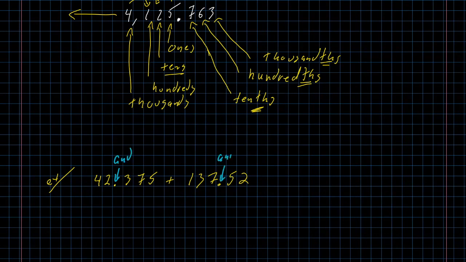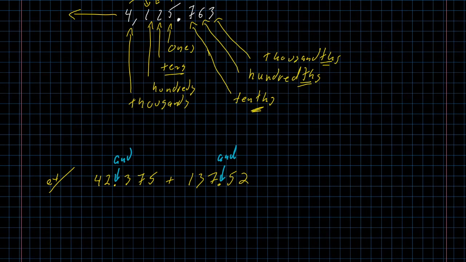The word "and" in the English language in mathematics almost always refers to a decimal point, or another way of combining a whole part and a fractional part of a number. We'll also see that in mixed numbers a little bit later on in this series.